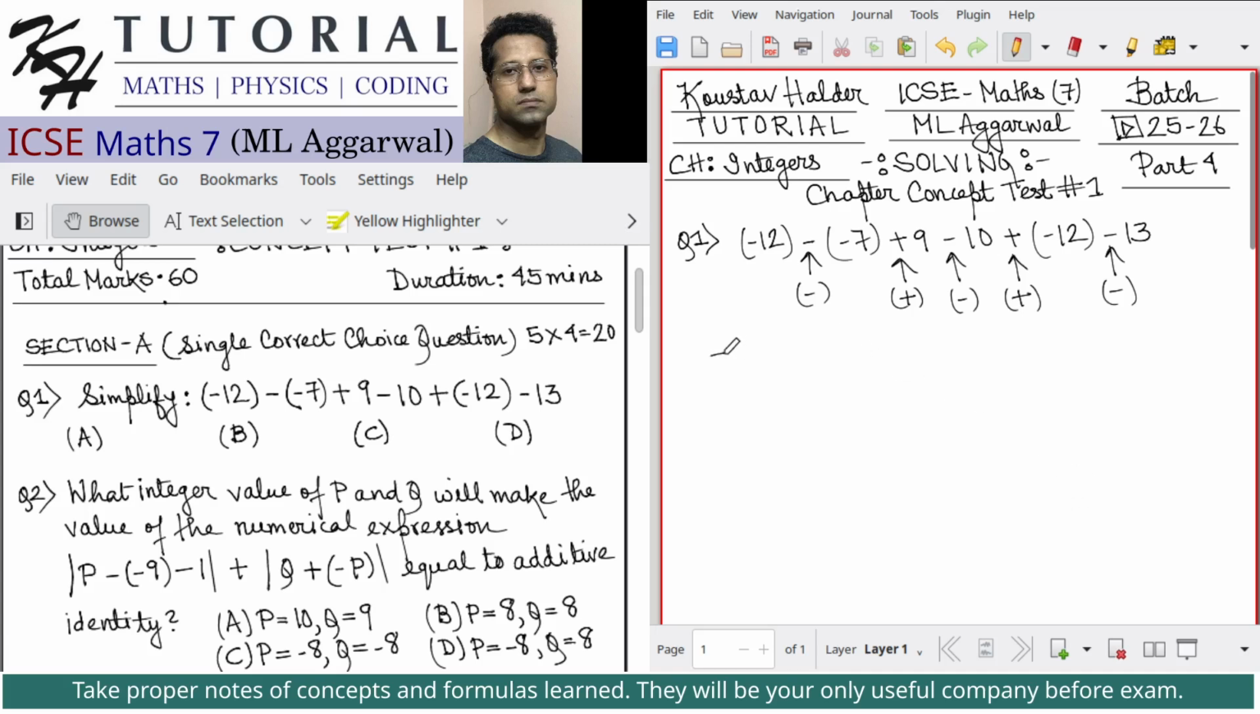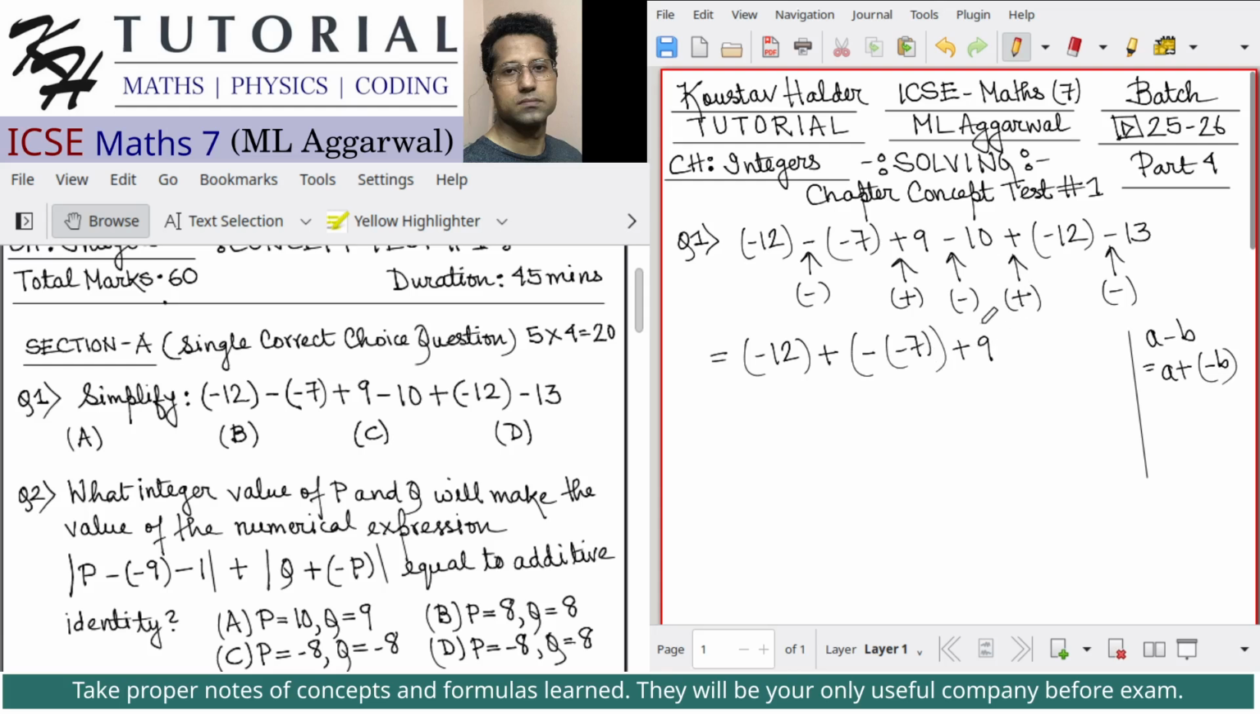So the first step is that we will convert all the subtraction operations to addition operations using the concept that subtracting b from a, a minus b, is equal to a plus additive inverse of b, that is minus of b. So it becomes a minus of 12. Now minus of minus 7 will be plus additive inverse of minus 7, that is negative of negative 7, and then we have plus 9.